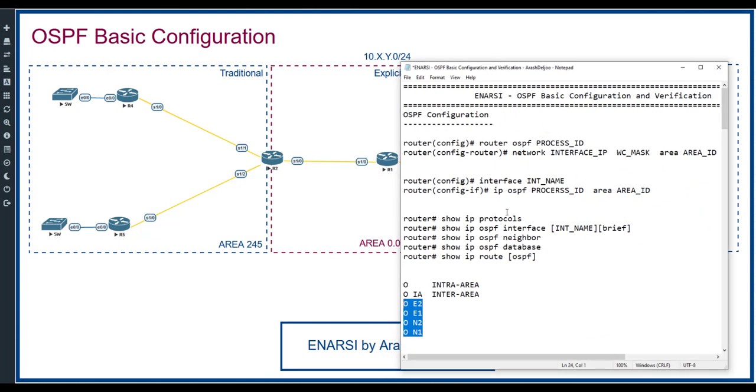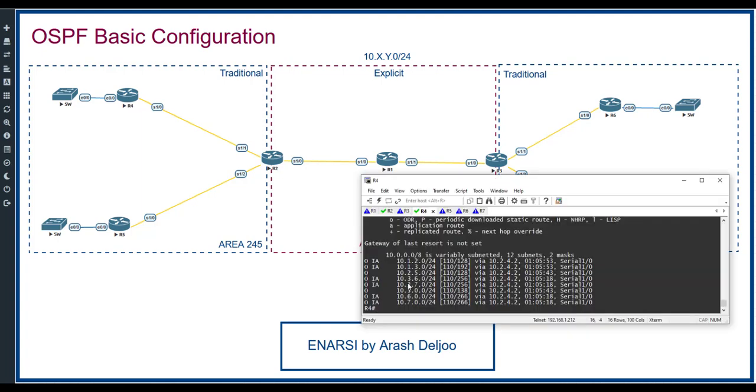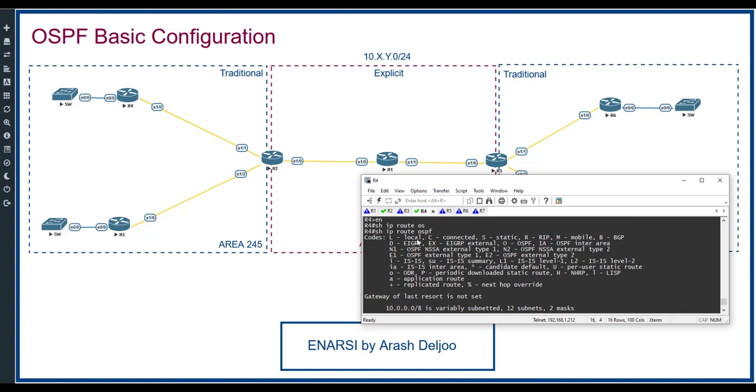Actually, until now, we have learned about these commands: show IP protocols, show IP OSPF interface, and also show IP OSPF interface brief, show IP OSPF neighbor for the neighborship table, show IP OSPF database for the LSDB, and finally show IP route OSPF for the verification of the routing table. Now let me talk about the routing table in more detail. This is the routing table of router 4, show IP route OSPF.